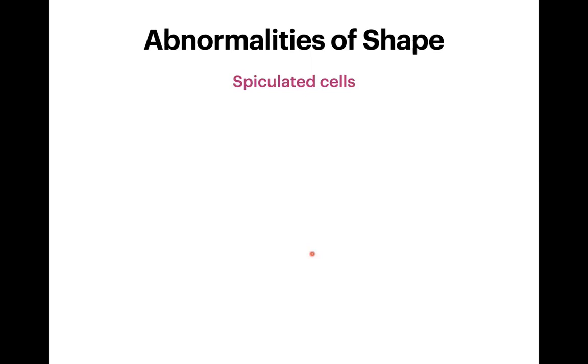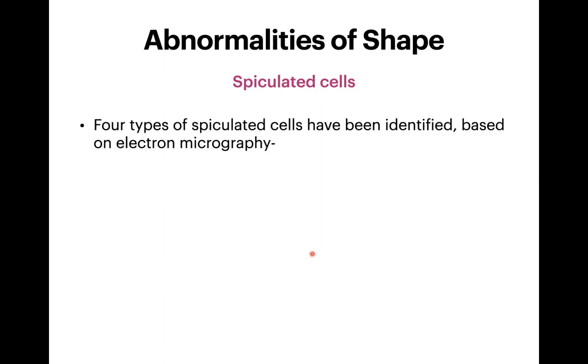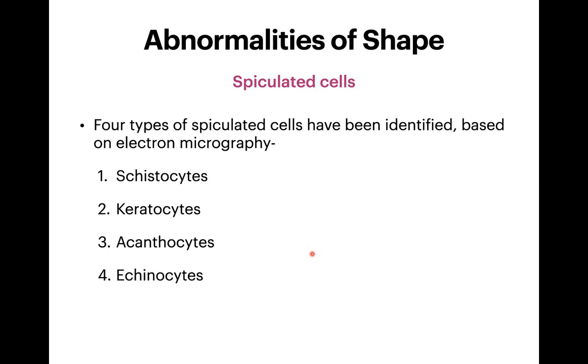So the next abnormality of shape. These were about the smaller cells which lack central payload and are mostly seen in oxidant damage. Now I will be talking about the cells which have spicules. There are 4 types of spiculated cells which have been identified based upon electron microscopy. So the EM structure of these cells is different. Number 1 is schistocytes, another is keratocytes, acanthocytes, and echinocytes. These 4 cells have different electron micrographic appearance. That's why they have been separated into 4 different categories.